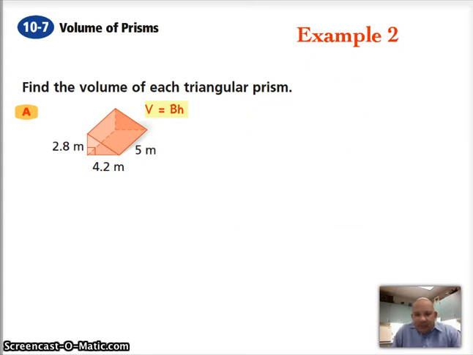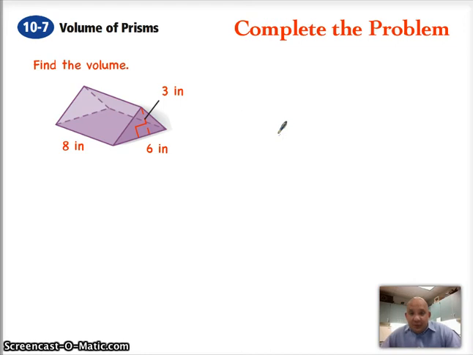Next is to complete the problem. And we have another triangular prism here. We're going to find the volume of this, and we're going to write down first the formula for volume, which is volume equals the area of the base times the height. Again, the bases here are not the rectangular sides, but the triangular sides, because they are parallel to each other and are congruent. They're the same size and same shape.